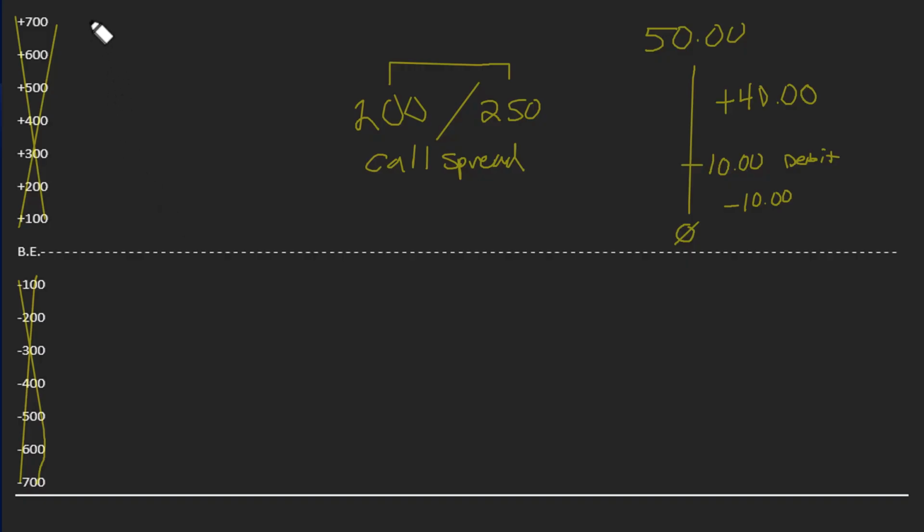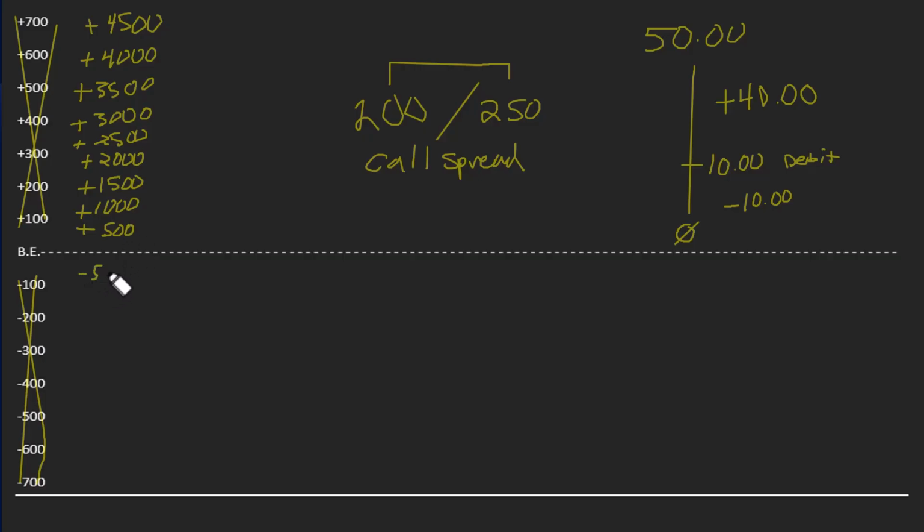I would need it to go as high as 4,000. Maybe I'd go 4,500, 4,000, 3,500, and on, right? We would draw the risk graph so that it fit. It would look something like this, where each subsequent climb is a $500 additional profit. Okay, and there's your break even, and then it would need to go down as well.